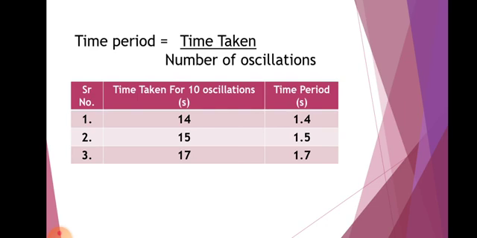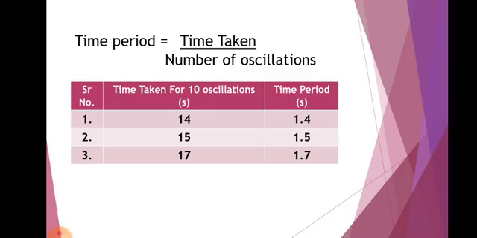So from this activity we have to make a table. We know that time period is equal to time taken divided by number of oscillations. So it will give you the time for one oscillation. Here we have taken the time taken for 10 oscillations. In our first reading, the time taken for 10 oscillations is 14 seconds, where s stands for second. And the time period, that is time taken upon number of oscillations, that is 14 upon 10, would be 1.4.